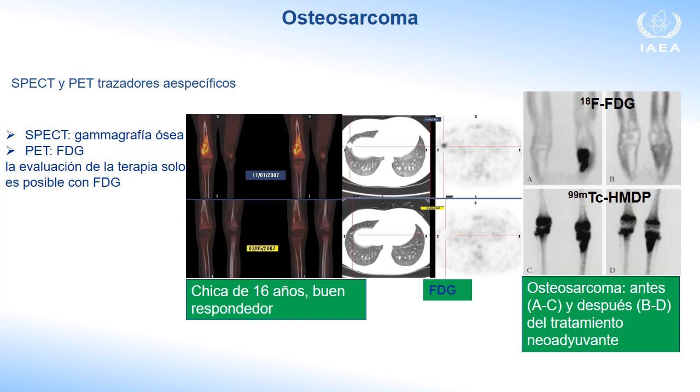this is another patient with FDG and HMDP. You can see the osteosarcoma that is uptaking the FDG but not after treatment, while the osteosarcoma is seen before and after the treatment. Of course, the image before is related to bone tumor and the image after is related to bone scar.